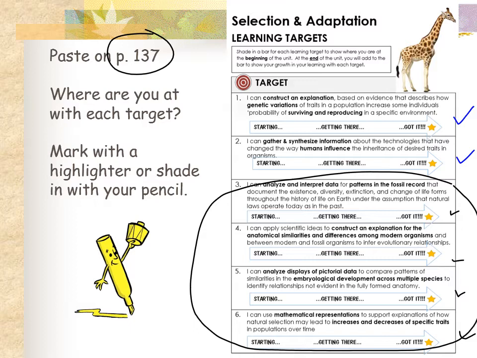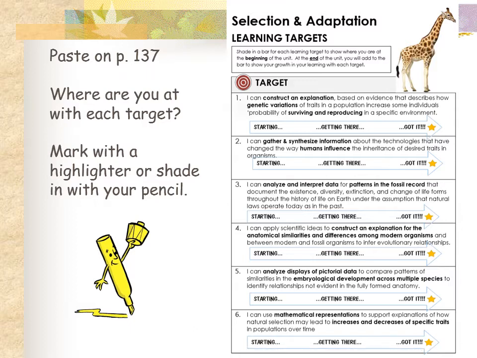So the first one is, can you construct an explanation based on evidence that describes how genetic variation, this is a word you're going to learn today, of traits in a population increase some individuals' probability of surviving and reproducing in a specific environment. So again, if you know all about genetic variations and you know the idea of surviving and reproducing, sometimes it's called survival of the fittest, if you could already explain that, then you're probably farther along. But go ahead and mark where you think you are. Everyone for sure is starting.